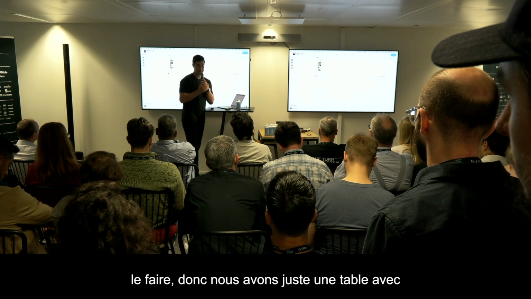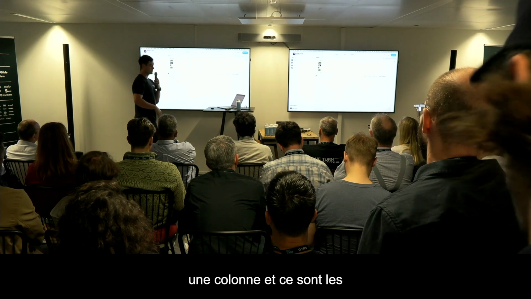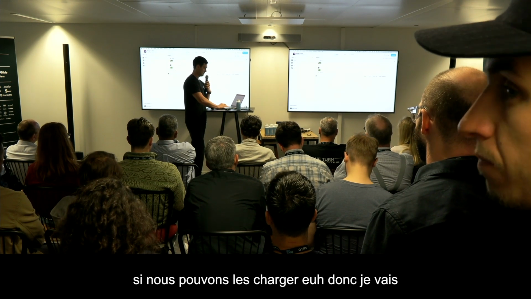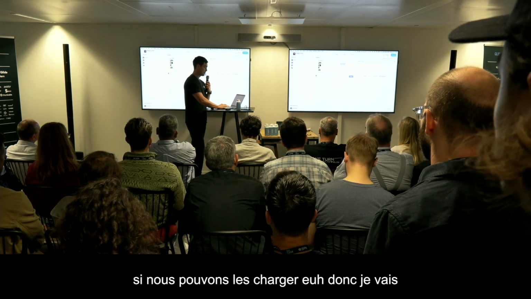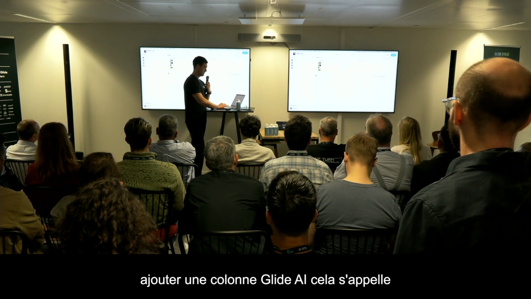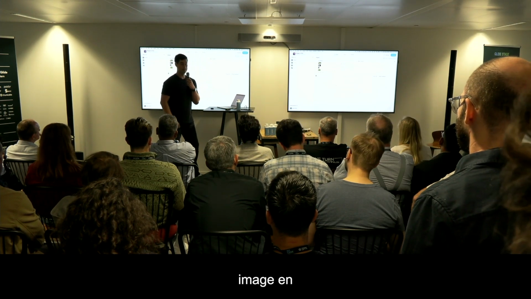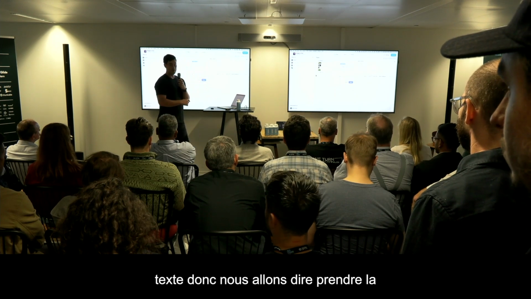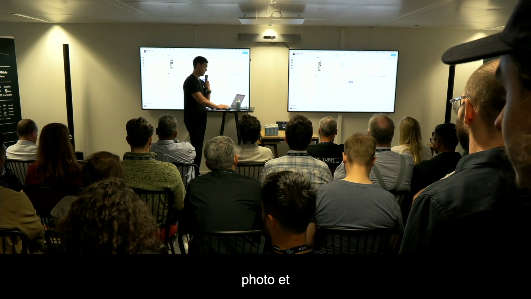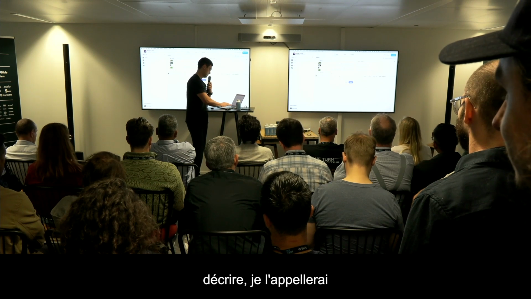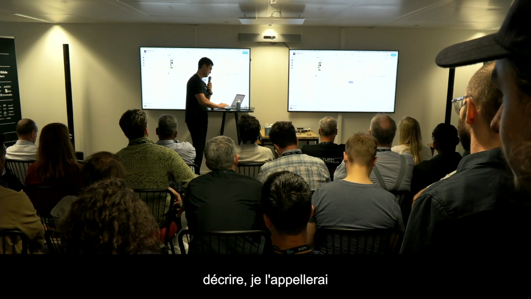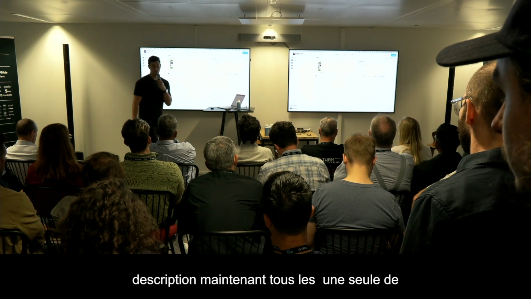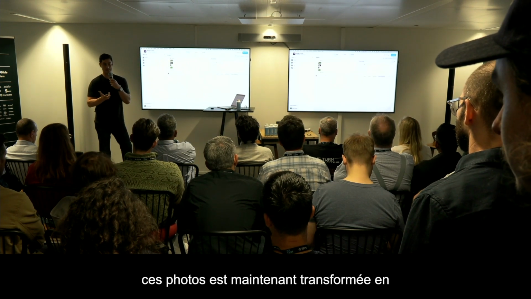So we have just a table with one column, and these are the photos. If we can load them. So I'm going to add a Glide AI column. This is called image to text. So we're going to say, take the photo and describe. I'll call it description. Now, every single one of these photos is now turned into its text description.